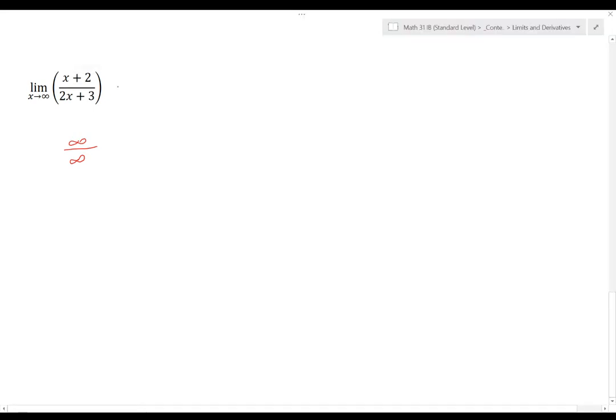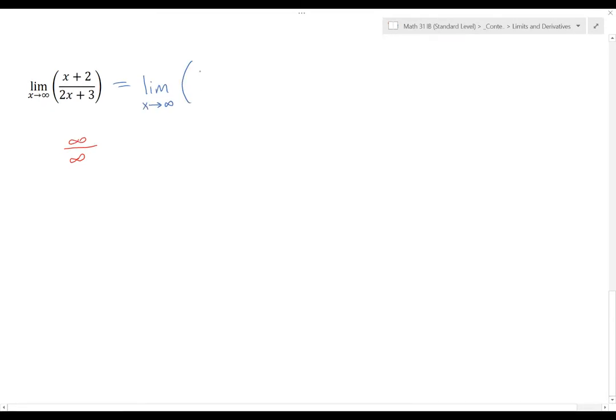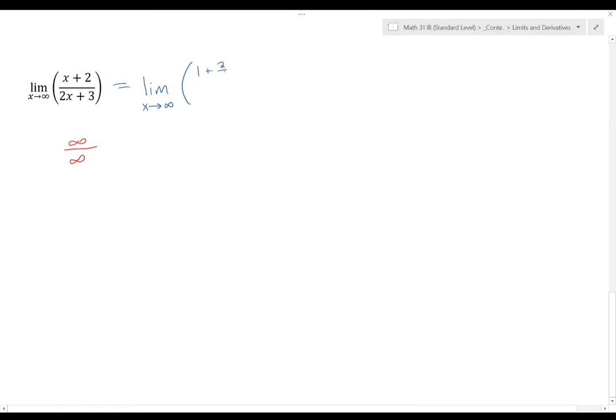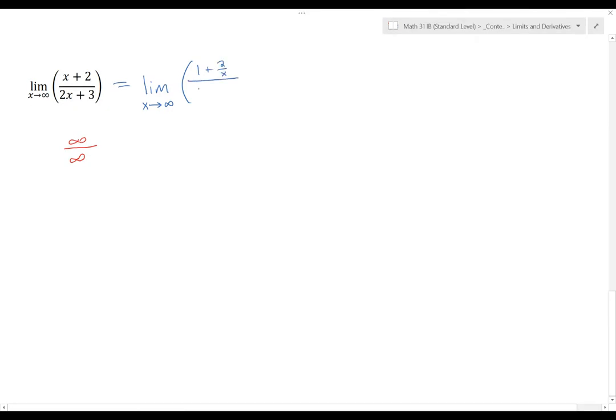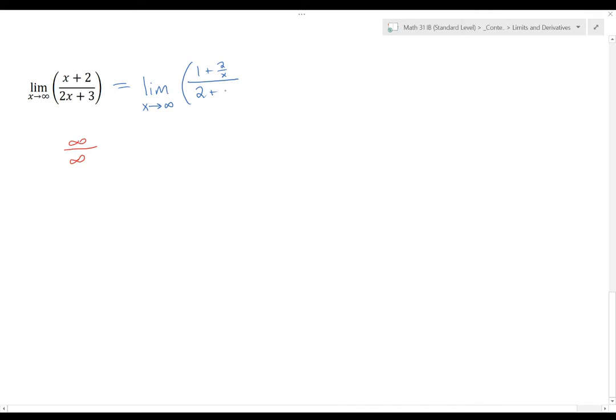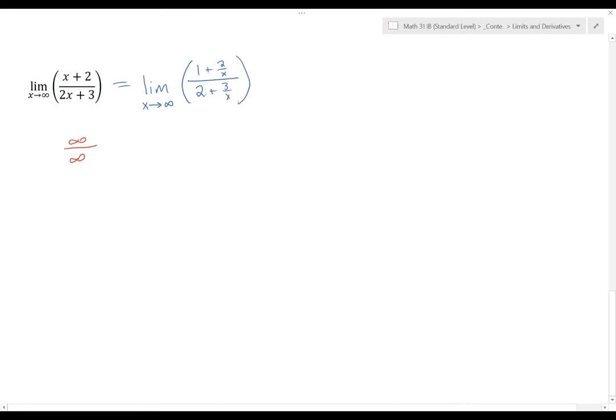of x. So in other words, I am going to change this to the equivalent fraction of 1 plus 2 over x, over 2 plus 3 over x. The reason this is helpful is I can now consider each part of this individually.